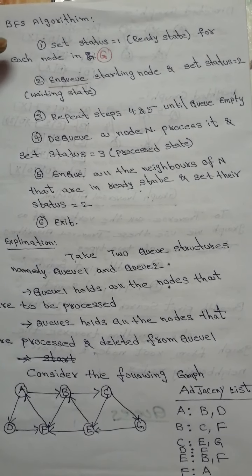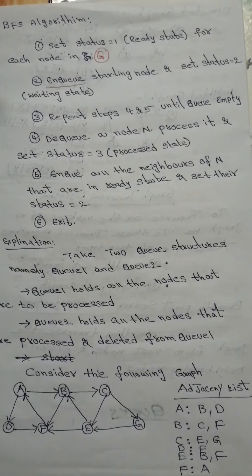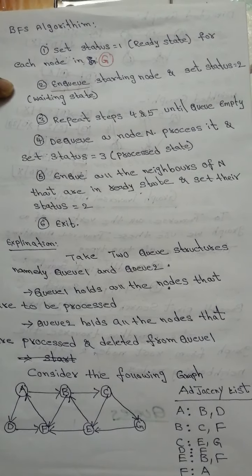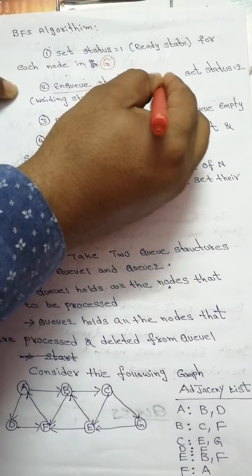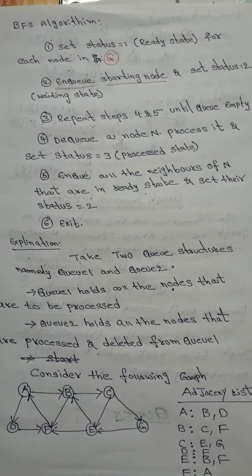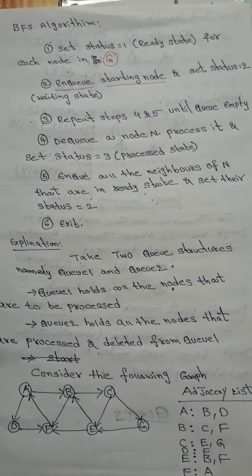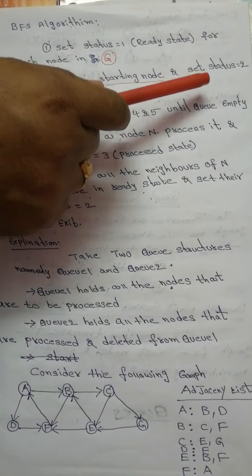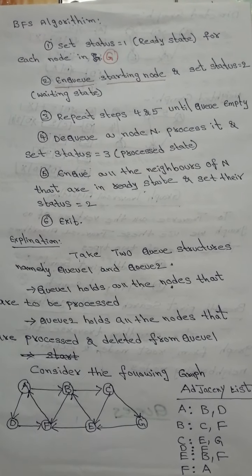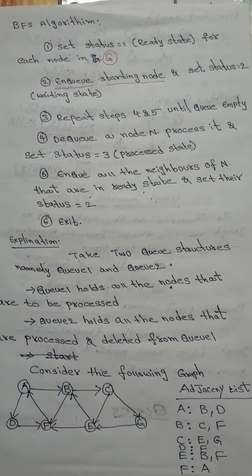So now after setting all the nodes of a graph to ready state, now NQ the starting node. Take a queue, move the starting node into queue. That is set. Now set status to 2, waiting state. Ready state, when the node moves into queue, it becomes waiting state.